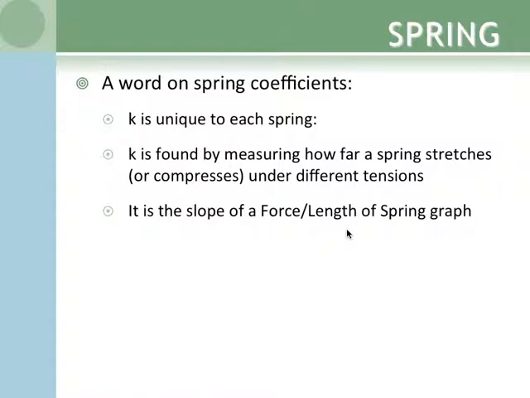So a little more about what a spring coefficient is. A spring coefficient is a number that's unique for each spring. Unfortunately, you usually can't just look it up on the package or something like that. You usually have to either be told it or measure a couple different tensions, have the spring hold a couple different weights and measure how long it is. If you plot that on a scatter plot, then the slope of the force versus length graph would be your K value.